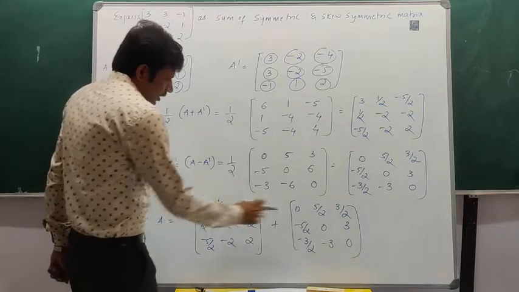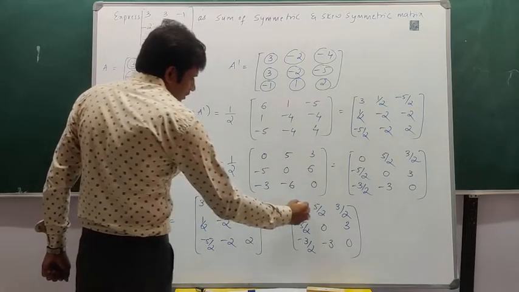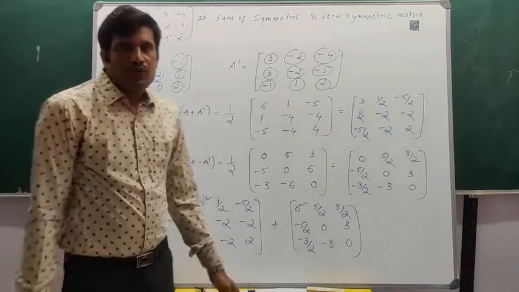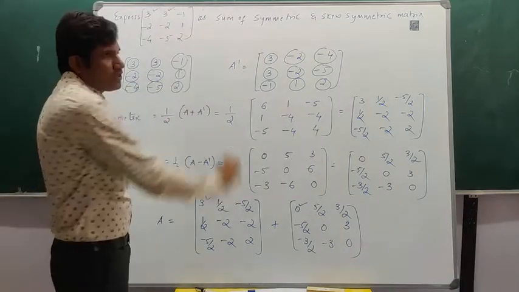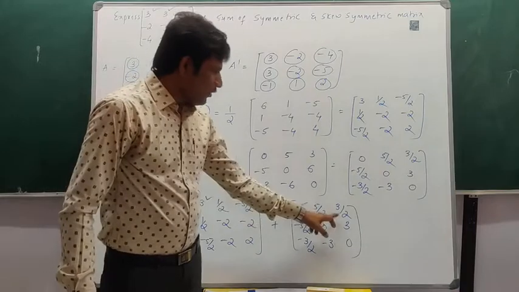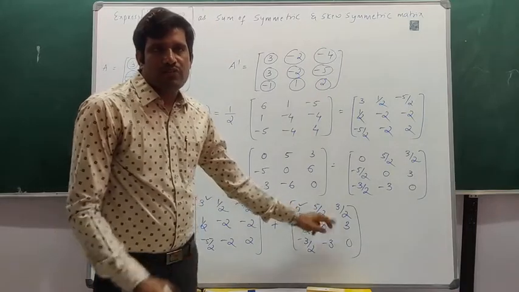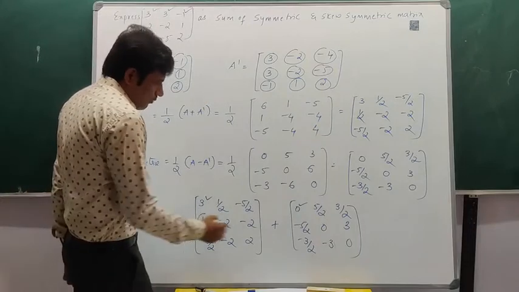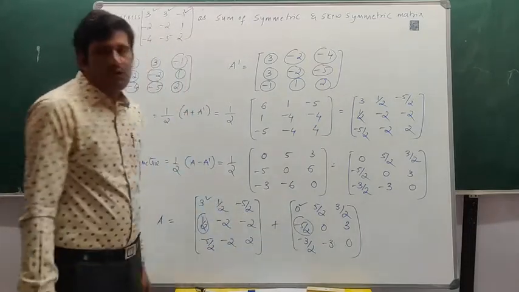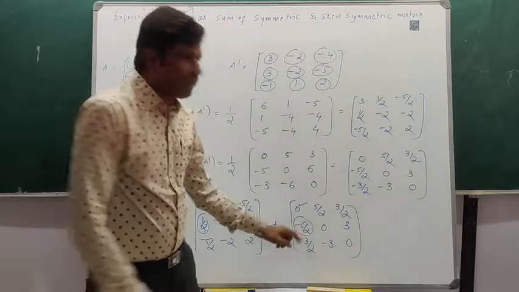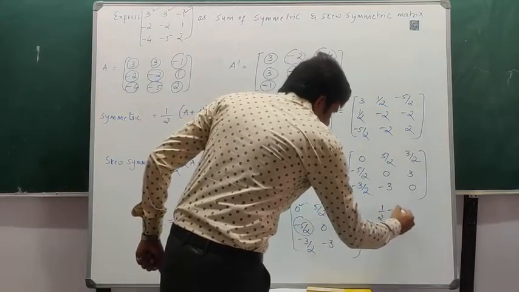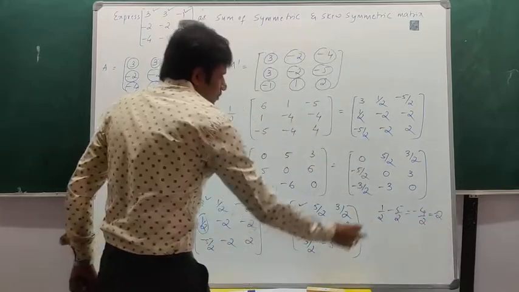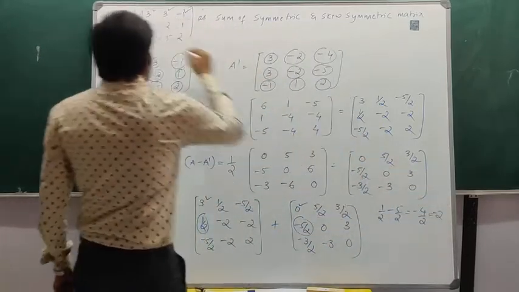We can verify. 3 plus 0 is 3. Right? So 1 by 2 plus 5 by 2 is 6 by 2, and 6 by 2 is 3. Next, minus 5 by 2 plus 3 by 2. Minus 5 plus 3 is minus 2 by 2, and minus 2 by 2 is minus 1. So here 1 by 2 minus 5 by 2 is minus 4 by 2. What is minus 4 by 2? That is minus 2 here.